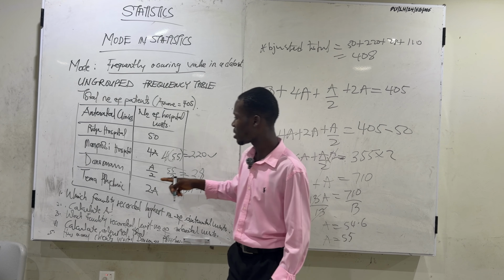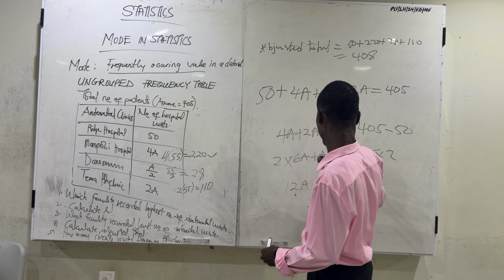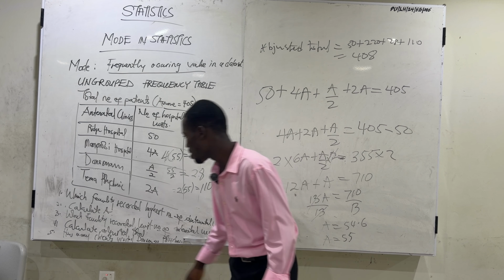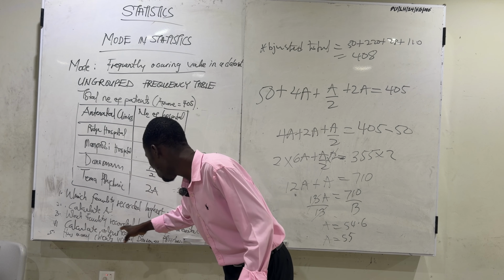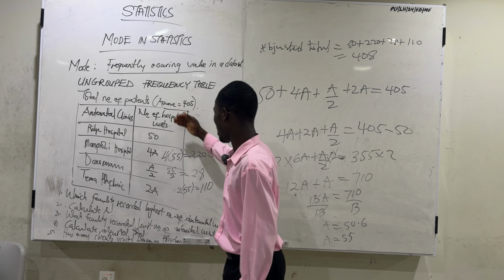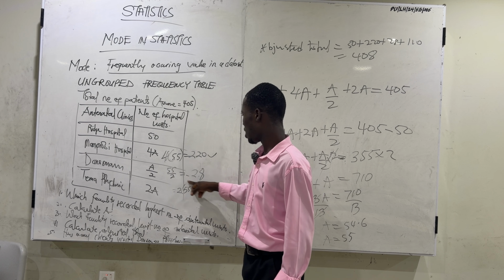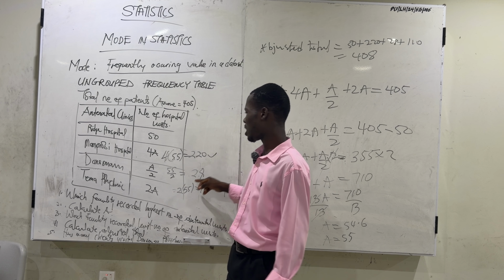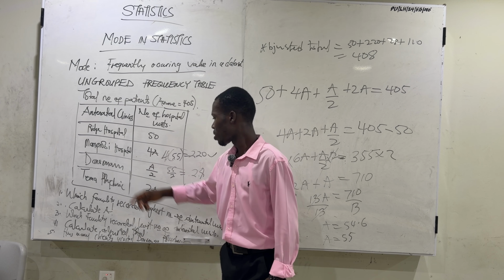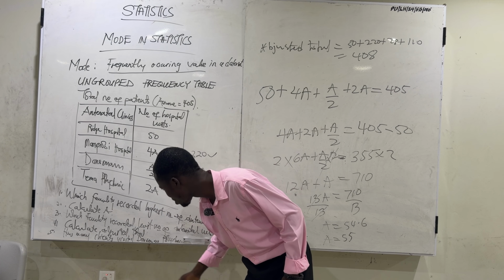Okay, all right. Then this one says calculate A, and that one we have already done here. So now we know A to be 55. Now the third question says which facility recorded the least number of antenatal visits? If you look at the data, which of the facilities recorded the least number? You see that 28 is here, so the facility that recorded the least number of visits is Dansoma.